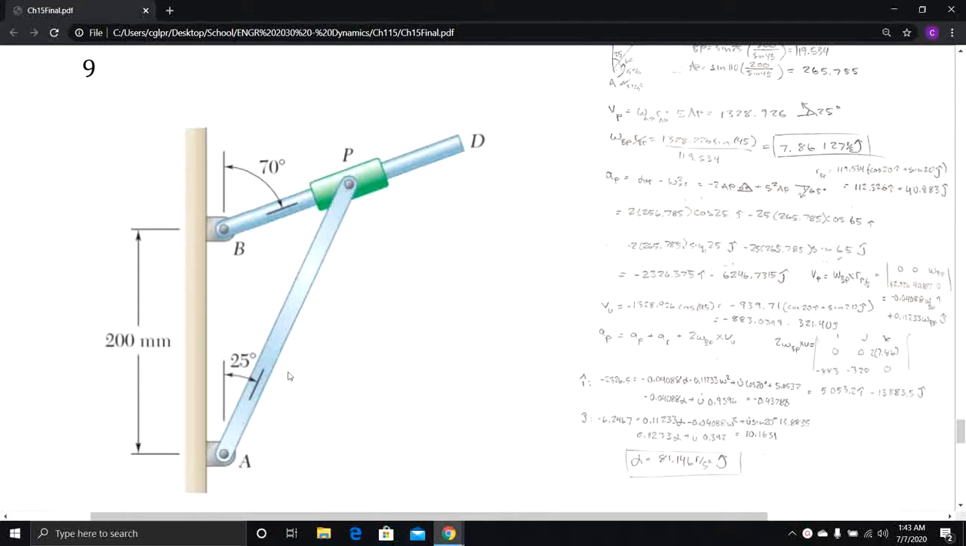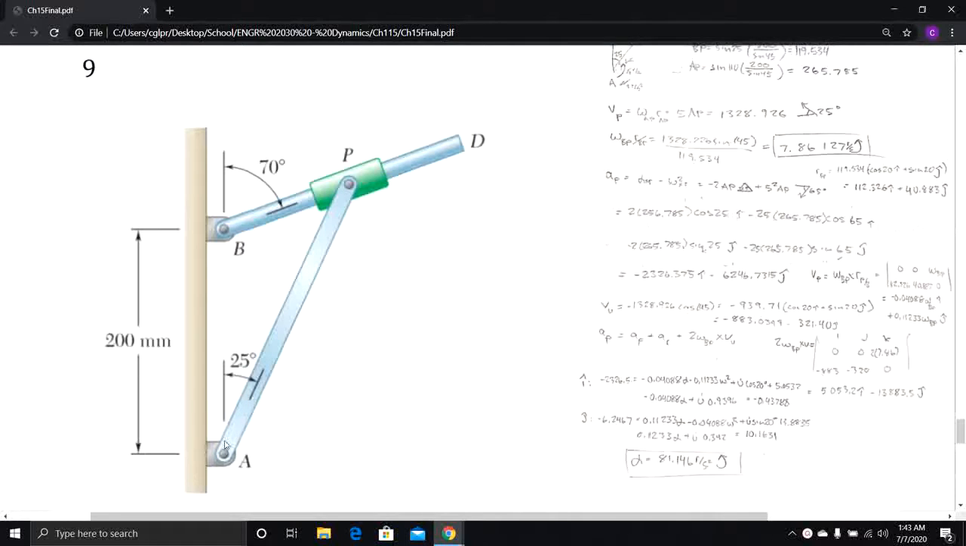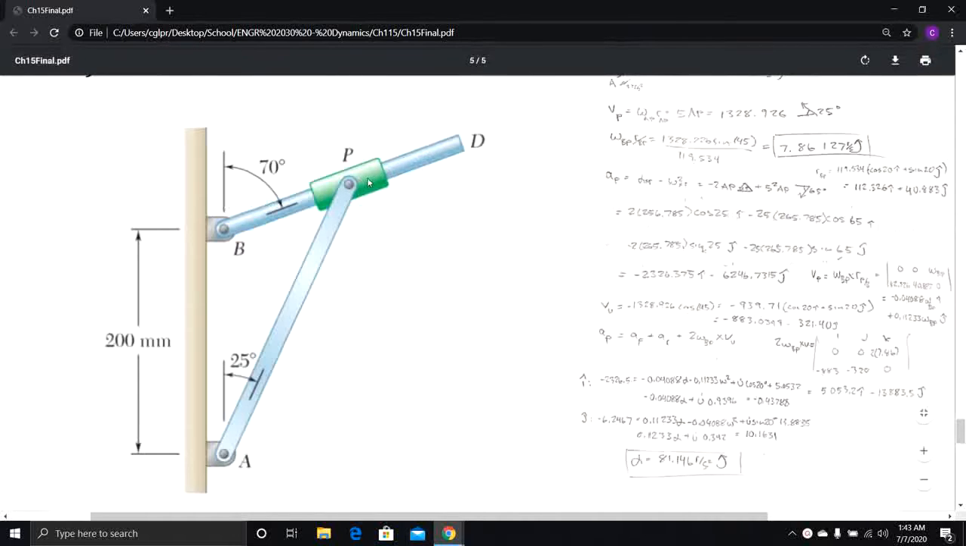Question 9 was trickier in my opinion, but basically we have rod AP, given its omega as well as its alpha, and I'm asked to find the omega and alpha of rod BD. It's important to note that rod BD has a collar around it that's allowed to move freely along its path.